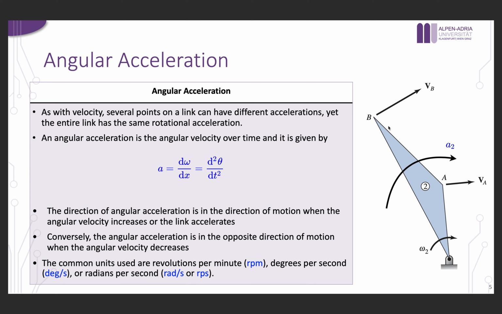For a link, all points on a link have the same angular acceleration, and also the same angular velocity, but they have different linear velocity and different linear acceleration. All right.